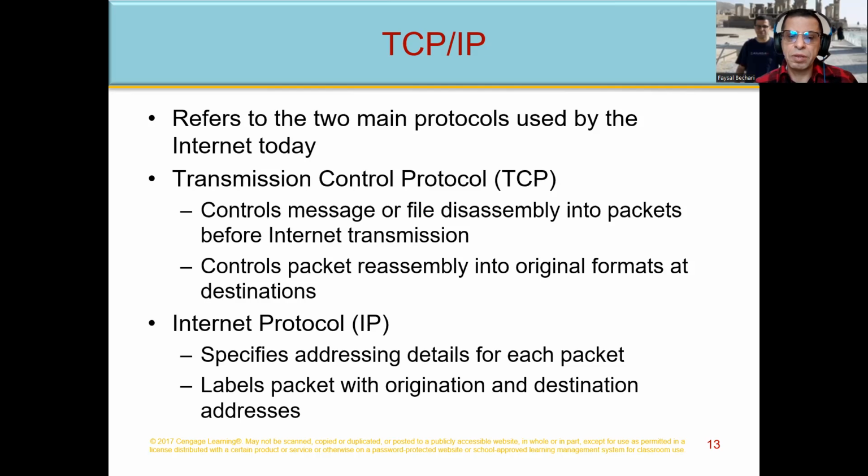And IP, Internet Protocol, is the address of the other side, which is a number, but it comes with some kind of naming in it. So they know where it's coming from and where it's going. So there is a specific address detail for each packet, which labels the packet with the origin and destination address.